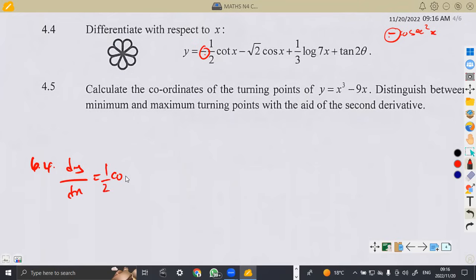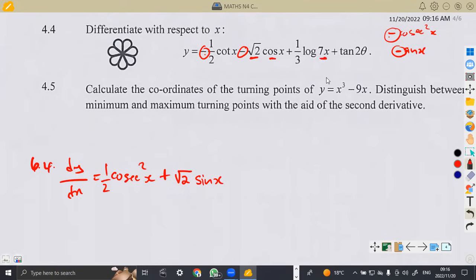So there's already a half which is there. So it's positive half cosec squared x. Okay, we move on to the square root of cos x. Remember the derivative of cos is negative sine x. So negative and negative is going to give you a positive. So it's positive square root of 2 sine x.